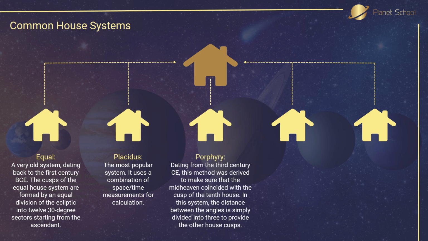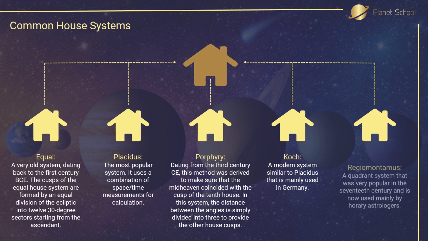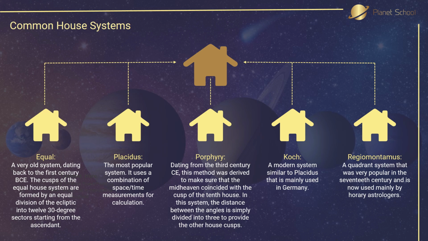Porphyry. Dating from the 3rd century CE, this method was derived to make sure that the midheaven coincided with the cusp of the 10th house. In this system, the distance between the angles is simply divided into 3 to provide the other house cusps. Koch. A modern system similar to Placidus that is mainly used in Germany. Regiomontanus. A quadrant system that was very popular in the 17th century and is now used mainly by horary astrologers.